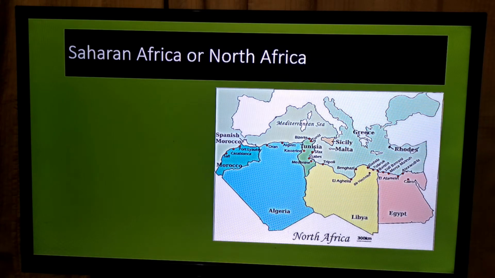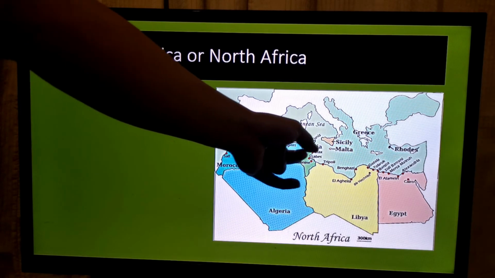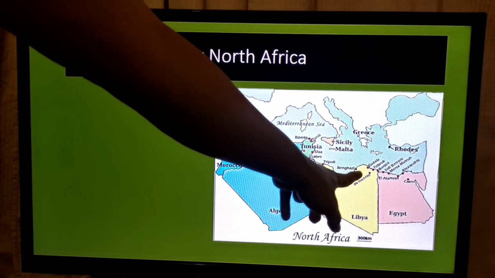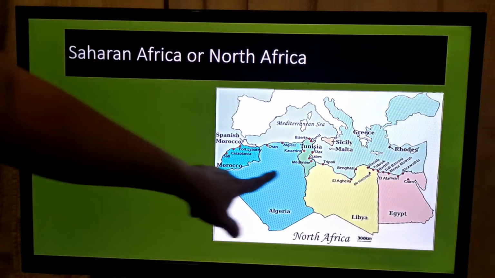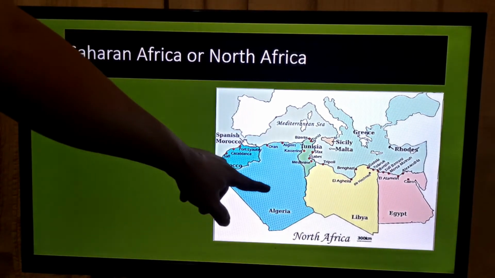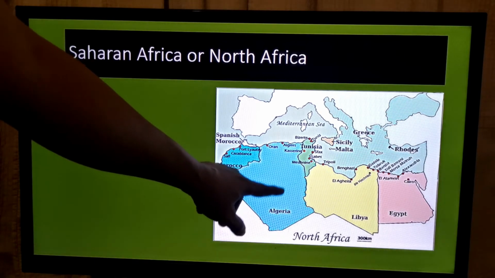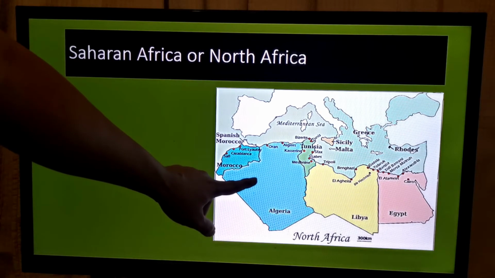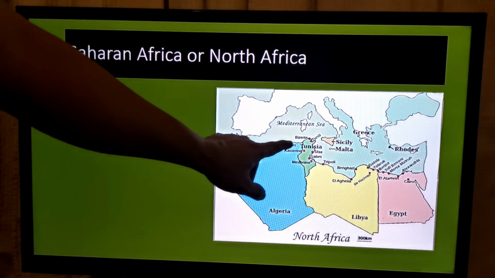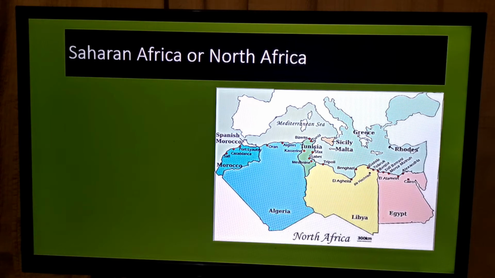So let's talk about Saharan Africa. It's also called North Africa. And these are the countries that comprise Saharan Africa. So just a few countries. They are large countries, but actually not much is inhabited because the cities are near the sea, the red dots, because over here is desert. Nobody lives there. So you have a large country, but much of it is not really used up for habitation. The people are living here near the sea.